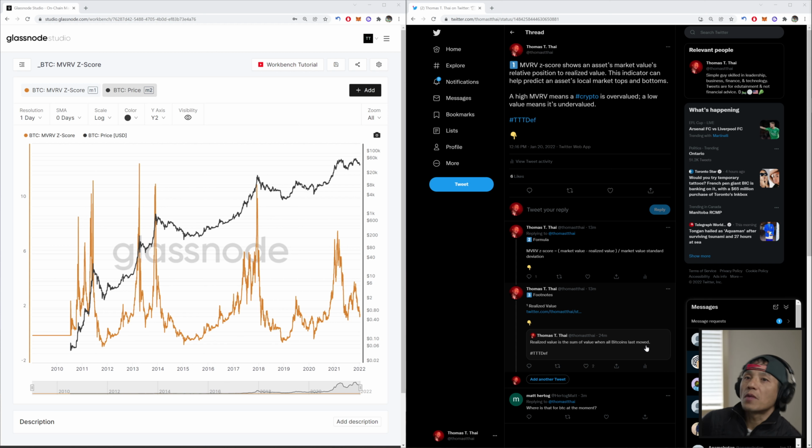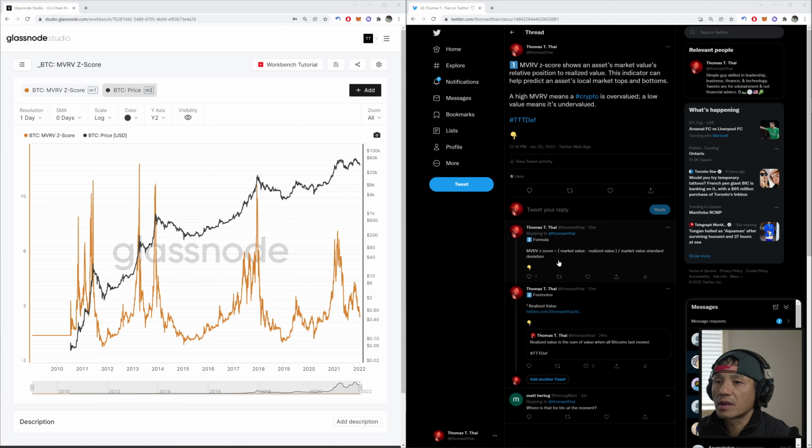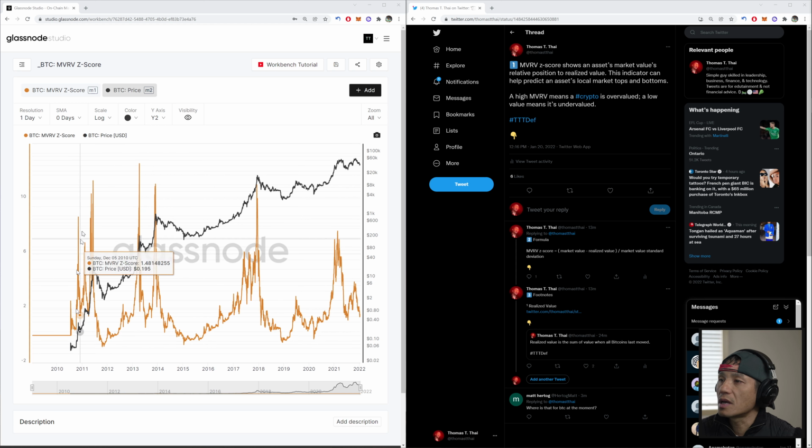Okay, so basically, here's the formula. MVRV Z-Score is equal to market value minus the realized value. Market value is the value of what Bitcoin is worth today, minus the realized value, which is the value of when all of them last moved. And we divide that by the market value standard deviation. And you get, it's not quite cyclical, you get a range. It goes up and down, it bounces up and down in a range.